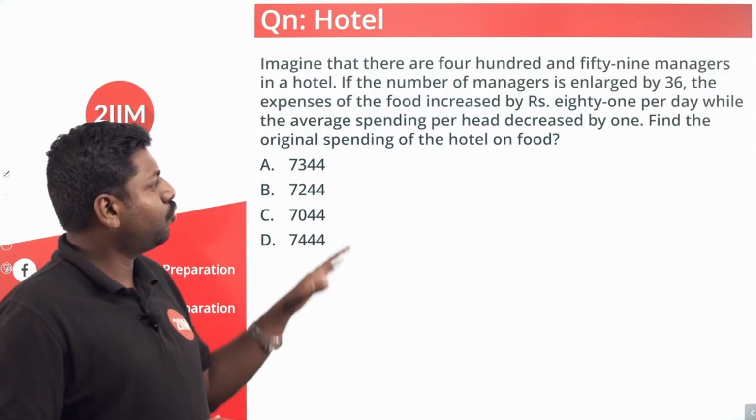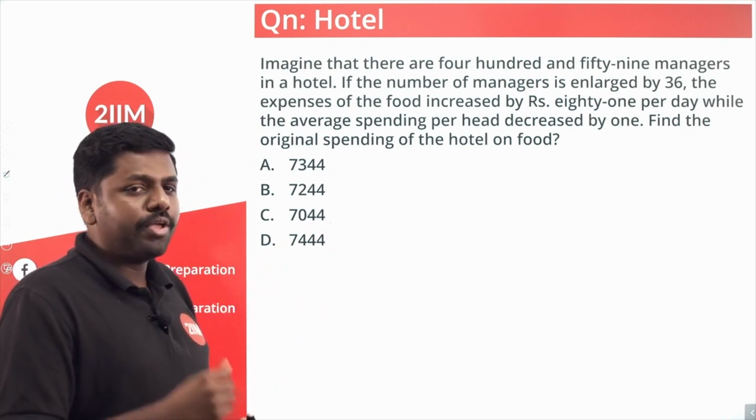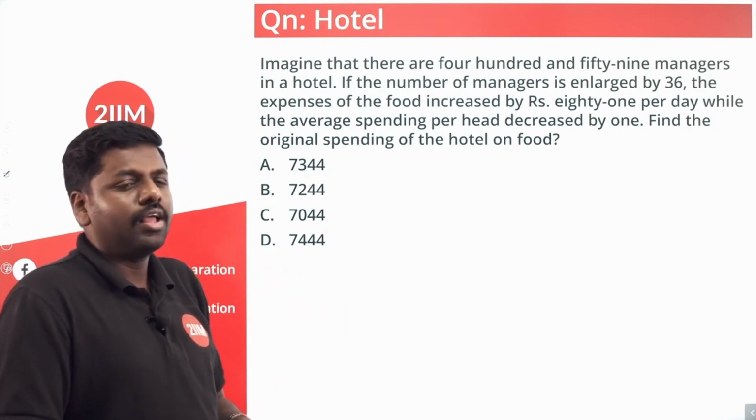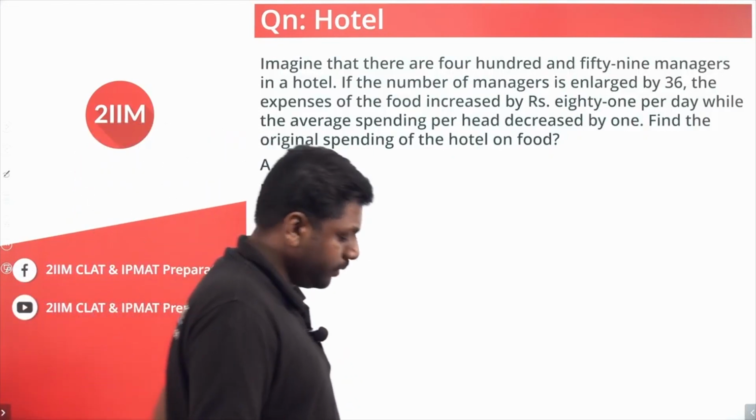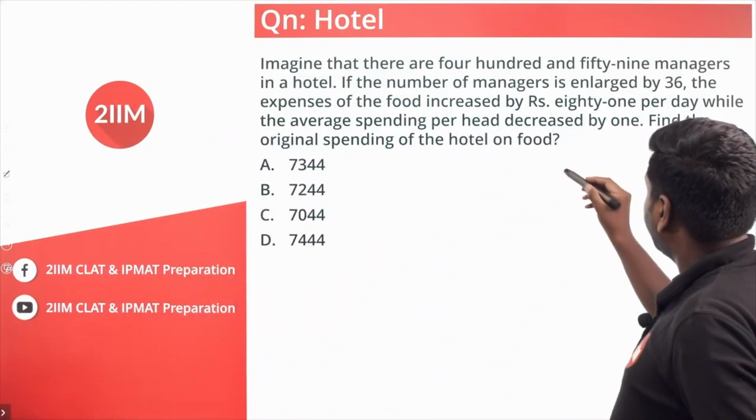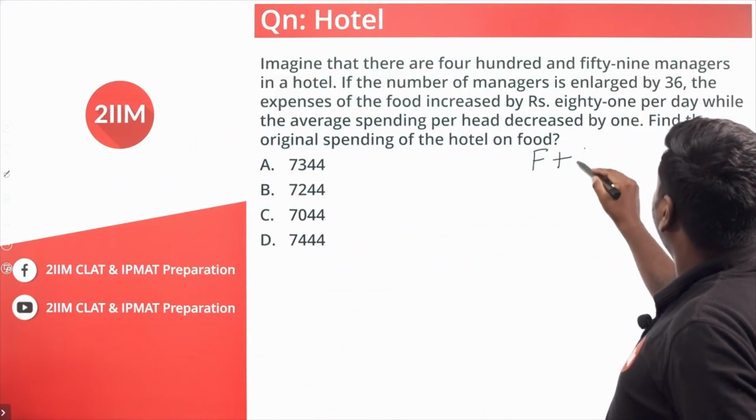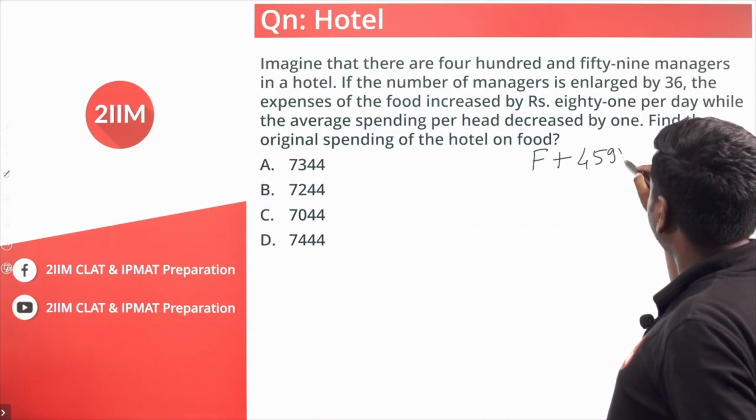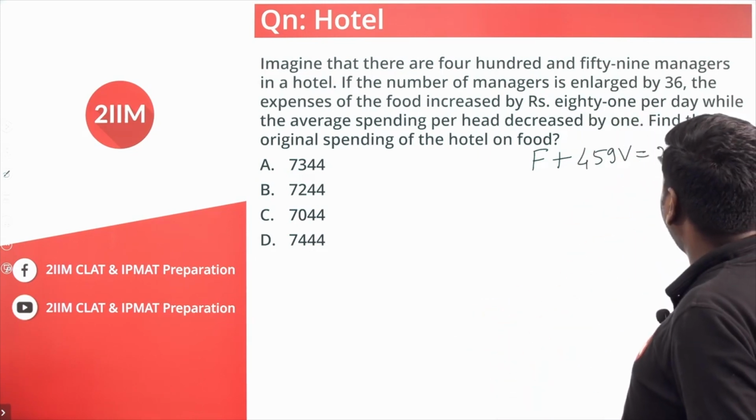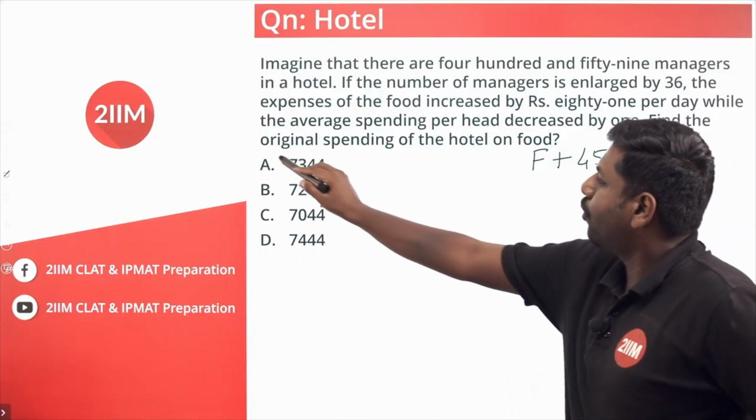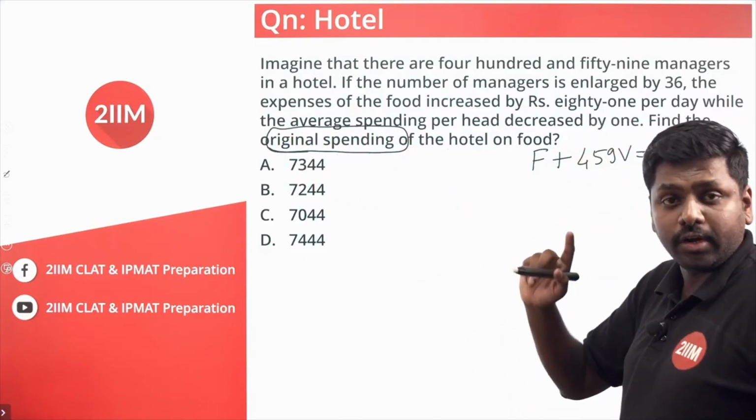Too many variables, so let us first write down what we know. There is going to be a fixed cost and a variable cost. Will we use that or not? We'll get there. Now I'll start by saying, I have fixed cost plus 459 variable cost per plate, and this adds up to x rupees. This is the original spending, the x I am trying to find out here.